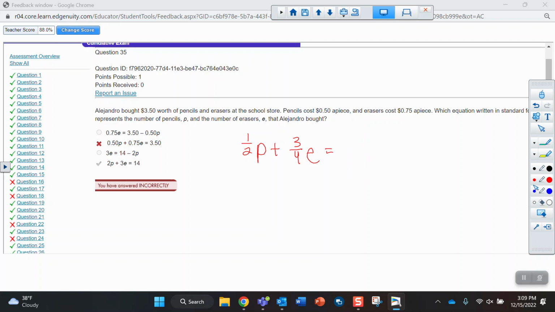I'm going to actually write it in proper to start. And so again, multiplying everything by 4, the 2 cancels with the 4, leaves a 2 up top, so 2p, plus the 4 cancels with the 4, and we get 3e, and then the 2 cancels with the 4 and leaves a 2 up top to multiply by the 7, which is what gives you 14. So 2p plus 3e equals 14.